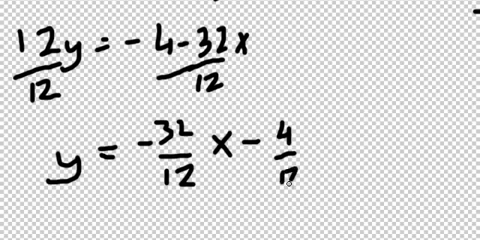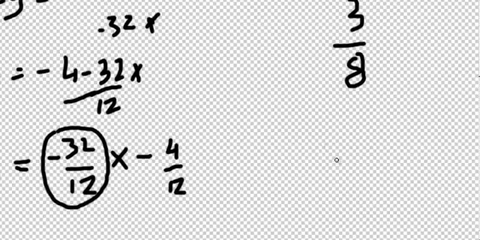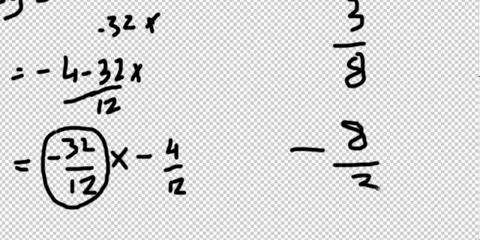Now here's the slope. That reduces to negative: divide the numerator by 4, you get 8. Divide the denominator by 4, you get 3. Now look at these two. Isn't that the negative reciprocal? Must be perpendicular. That one's perpendicular, so that's what you write.